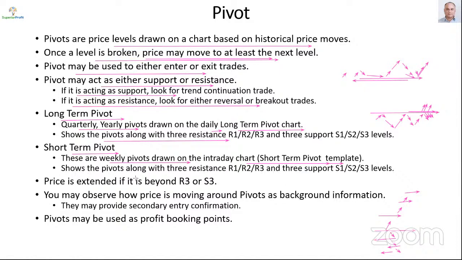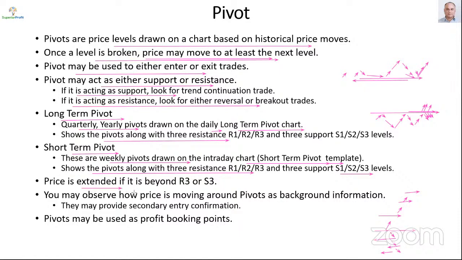Shows the pivots along with, again, three resistance lines R1, R2, R3 levels, and 3 support levels, S1, S2, S3. We see how the stock is moving at these support and resistance levels. If it breaks through one resistance, usually we expect that the price will go to the next level. If it reverses, we expect price will come down to the next level.